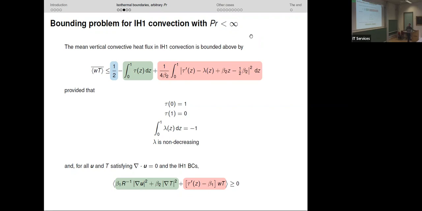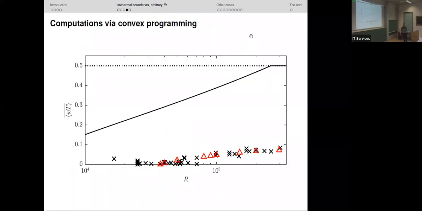constraints. And if you do so, I could give a whole talk on how this is done. But if you do so, you find this black line over here. And you immediately see two things. It's an upper bound on the data, not a very good one, but that's okay. We settle for upper bounds. And also you see that very quickly as the Rayleigh number is increased, this line increases and approaches 1/2.